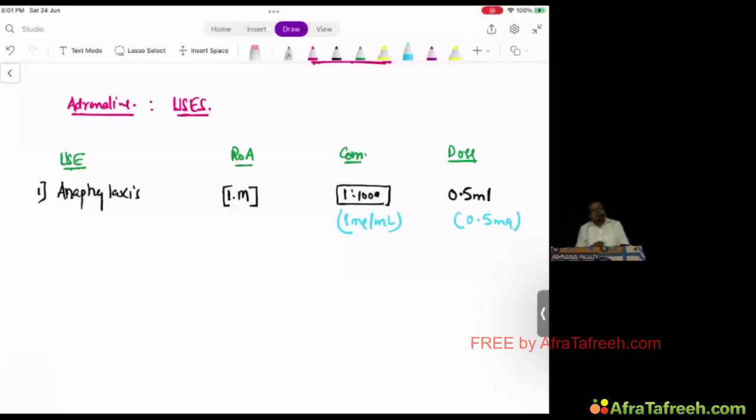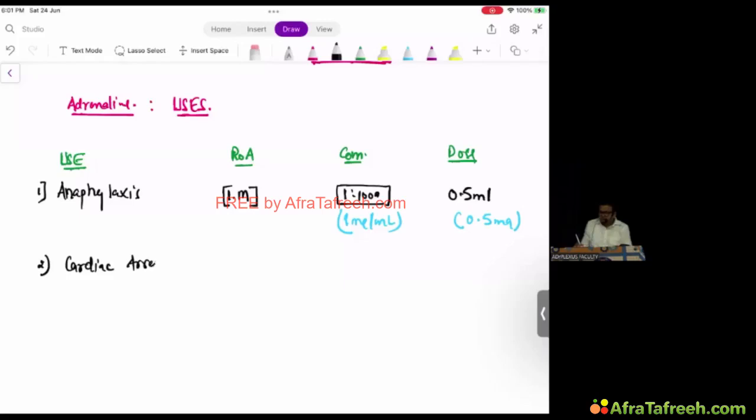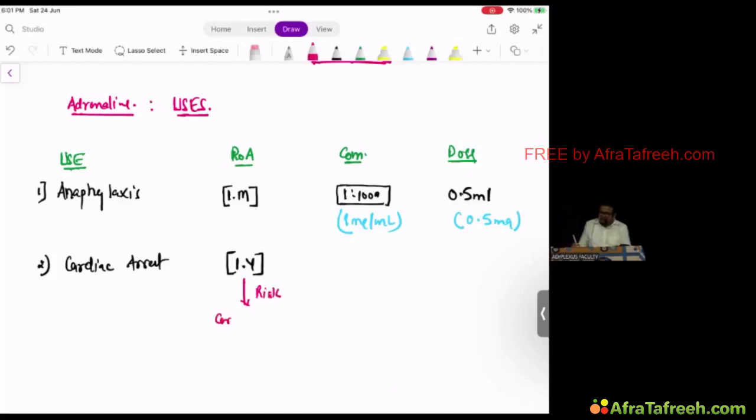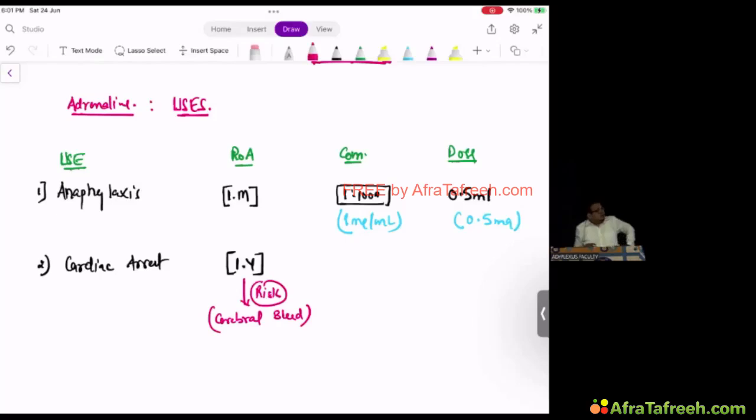So 0.5 ml of 1:1000 concentration given IM is the life saving in anaphylaxis. Then the second use of adrenaline is cardiac arrest. Now the preferred route is IV. Whenever we give IV adrenaline, there is a risk of cerebral CNS bleeding, CNS hemorrhage. That risk we take. IV adrenaline always carries the risk of cerebral hemorrhage, CNS bleed.